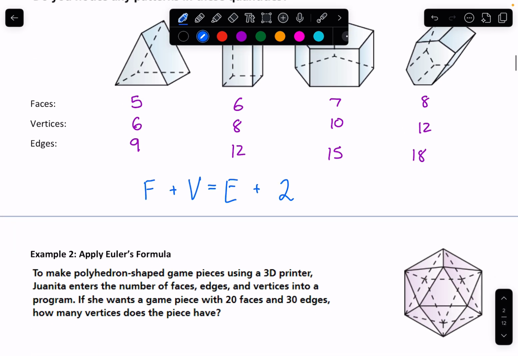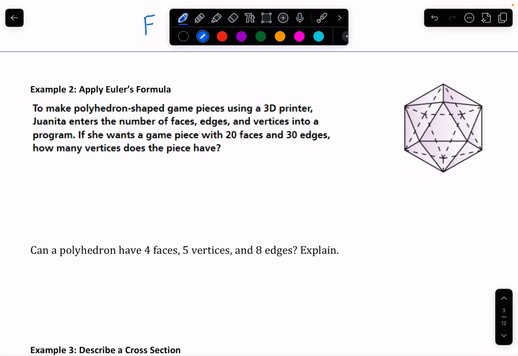So first here, we have polyhedron-shaped game pieces, or a 20-sided dice. If you're somebody who plays a lot of board games, you might have used 20-sided dice before. And Juanita is entering the number of faces, edges, and vertices that she wants her shape to have into a 3D printer. If she wants her game piece to have 20 faces and 30 edges, how many vertices does the piece have? You might be able to pick up on the fact that this is just an easy plug and chug problem, right?